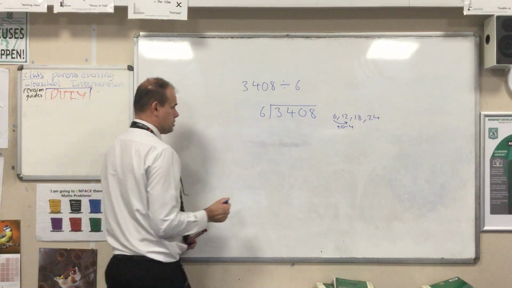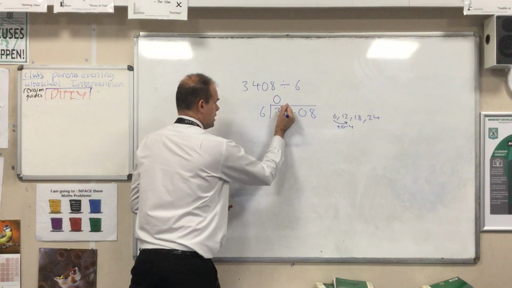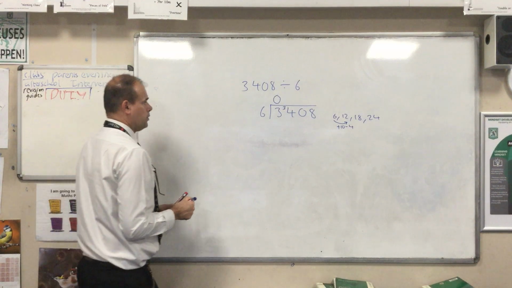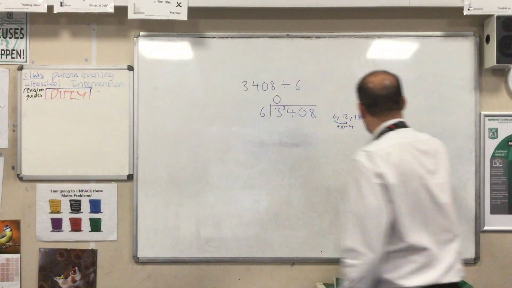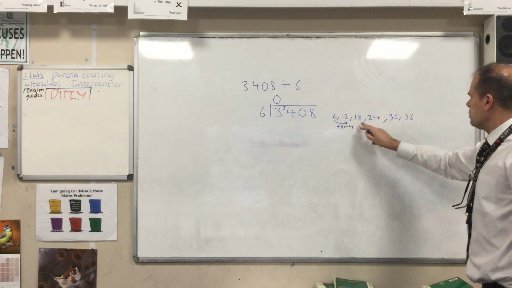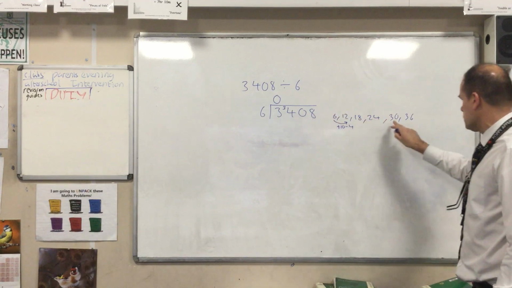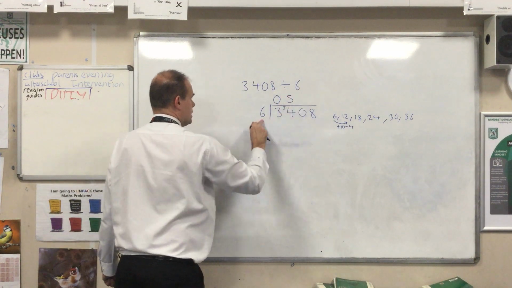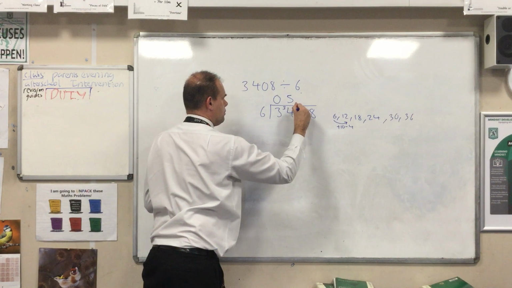6 into 3 won't go, it's too small. So you can put nothing there. Carry the 3 over. 6 into 34, well, how many 6s go into 34? We can go a bit further on that list. Going 30, 36. So therefore 1, 2, 3, 4, 5 6s are 30. 6 6s are too much because I want to get to 34, so it's 5 6s. So you do 5 times 6 is 30. What do you add on from 30 to 34? 4, so you carry the 4 over.